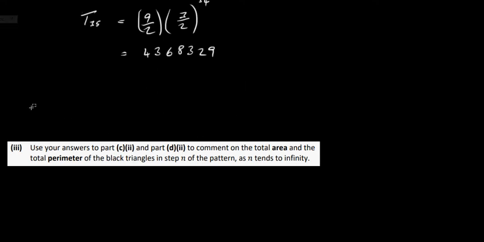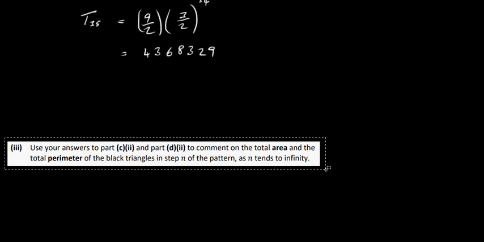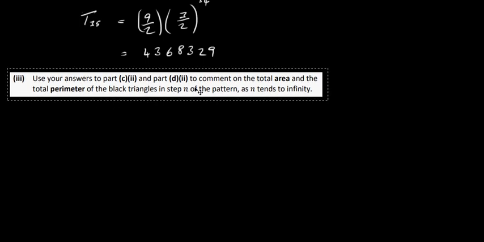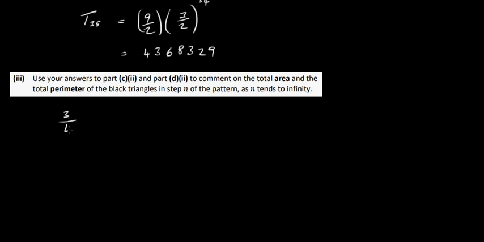Okay, so here we have part 3. We have to use your answer from part C2 and part D2, which we've just done, to comment on the total area and the total perimeter of the black triangles in step n of the pattern as n tends towards infinity. Well, we had 3/4 to the power of n, and if you find the limit of this as n goes to infinity, that will just give us 0.